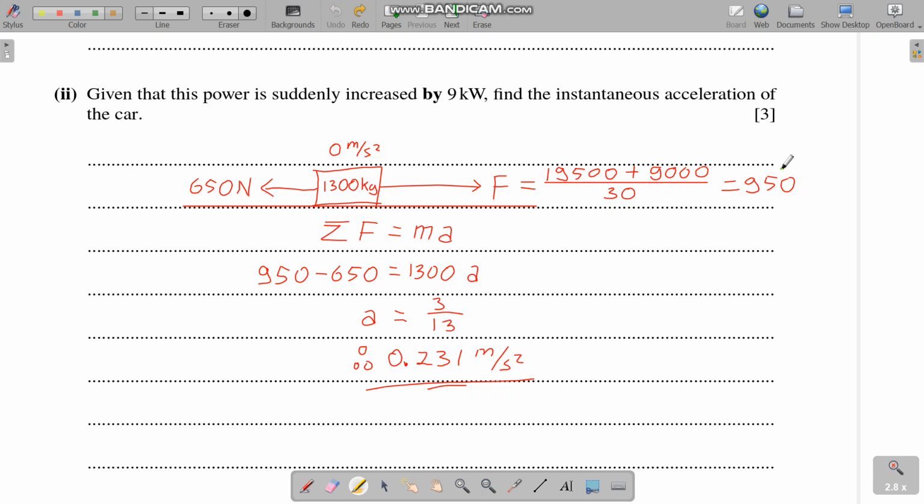Since we have a sudden increase in force here, now it's not balanced anymore. Now we have acceleration. The acceleration is not 0 but some value a. To find this a, we use sigma F equals ma. The sigma F is 950 minus 650. The a is that over 1300, and we get the a.